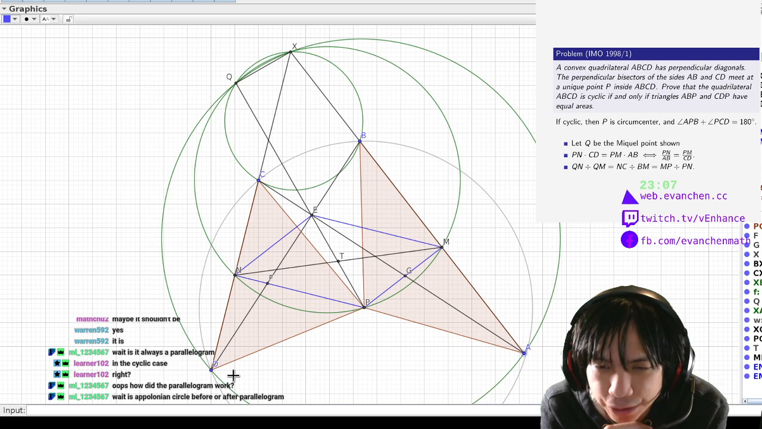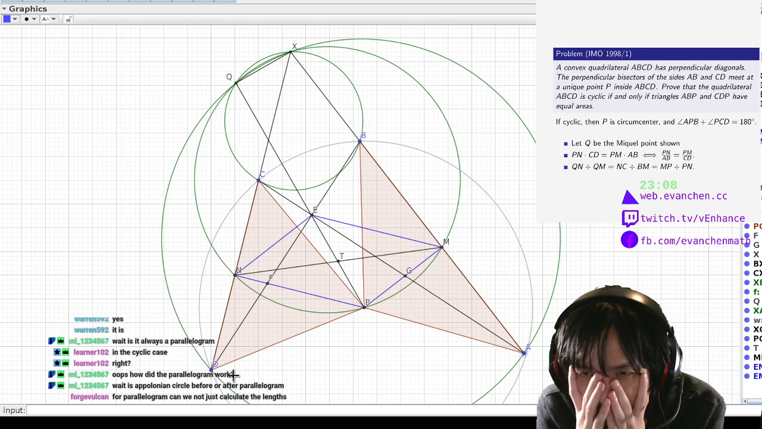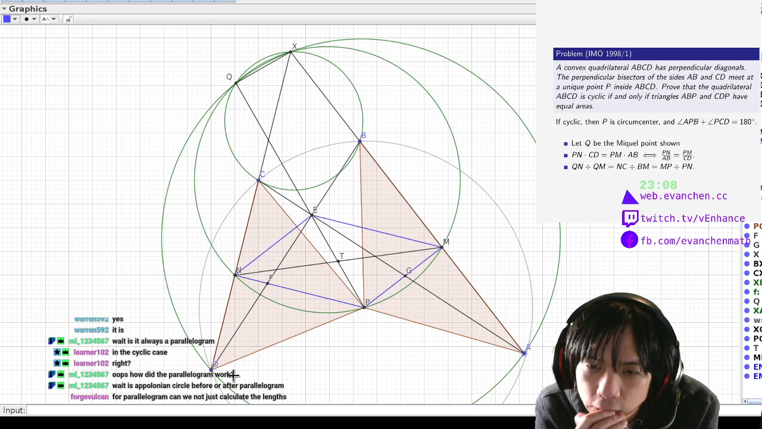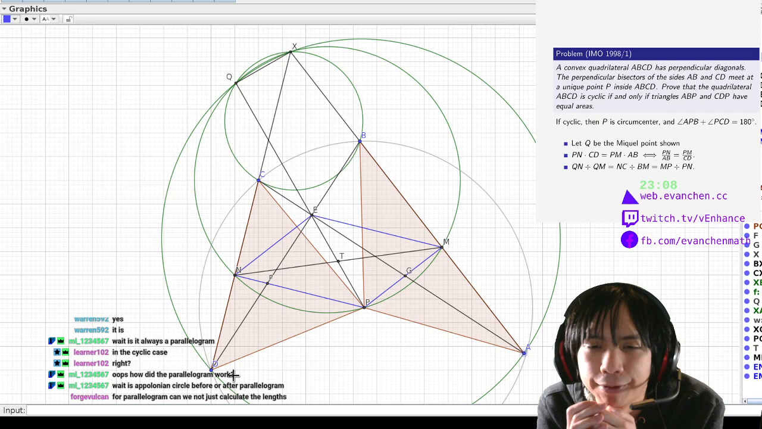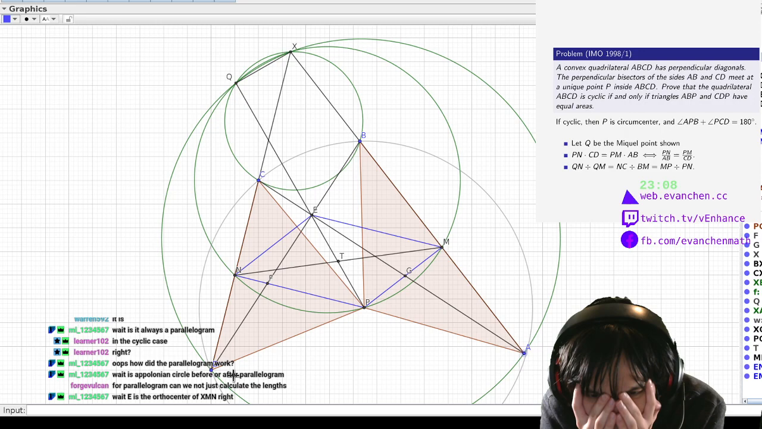So at this point, I almost can stop thinking about E, A, B, C, D, right? I feel like I almost don't need A, B, C, D anymore. I finally know why that right angle is there. A midpoint, E is the orthocenter of XMN.